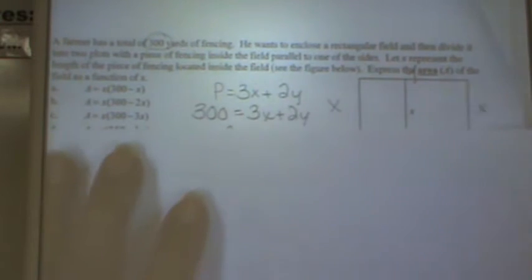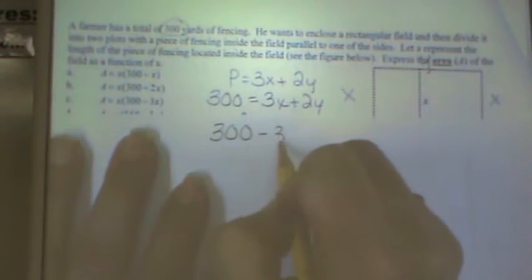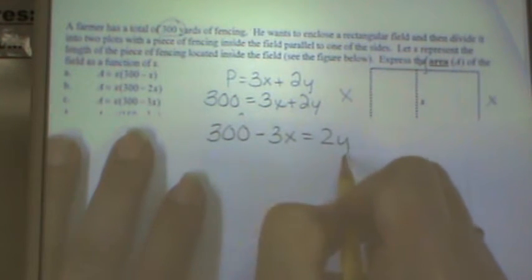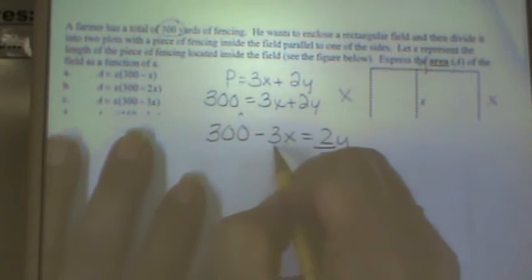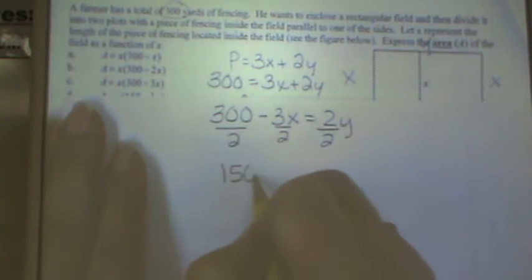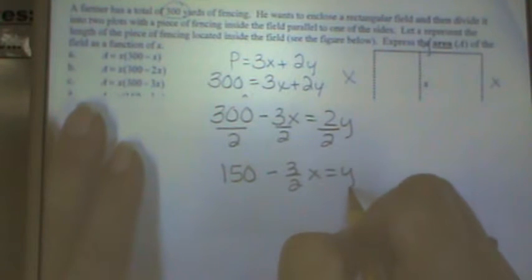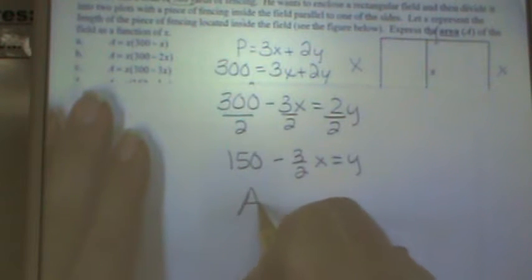you end up with 300 minus 3X is equal to 2Y, and then divide everything by 2. 300 divided by 2 is 150, minus 3 halves X is equal to Y. So now you're going to plug this in.